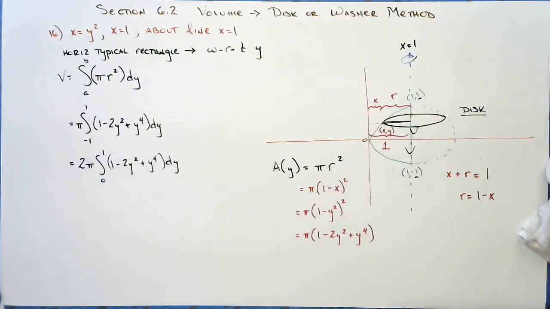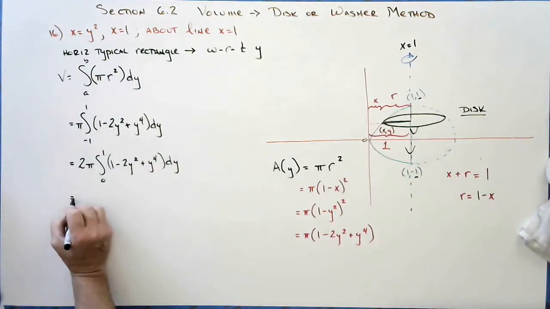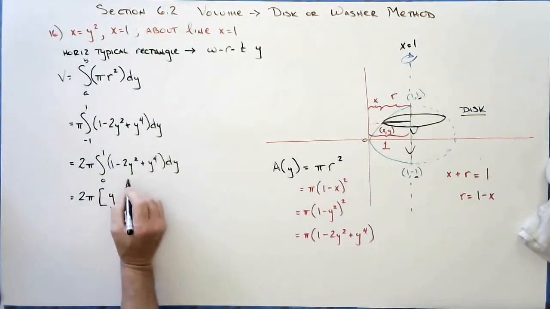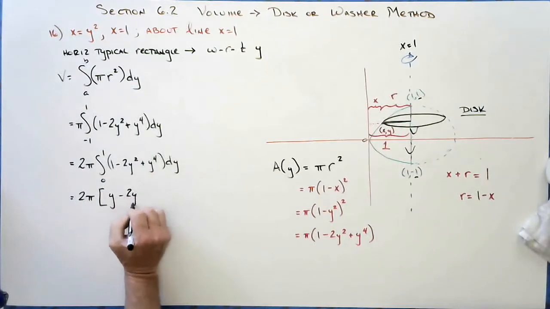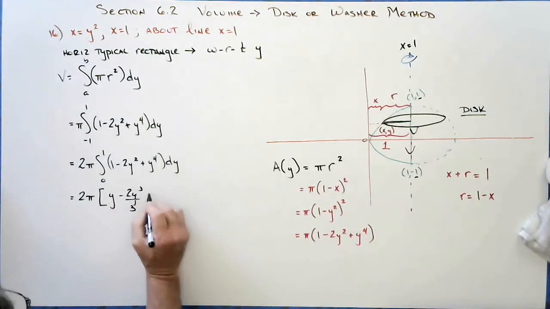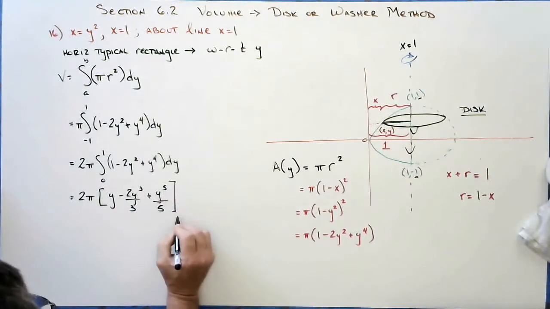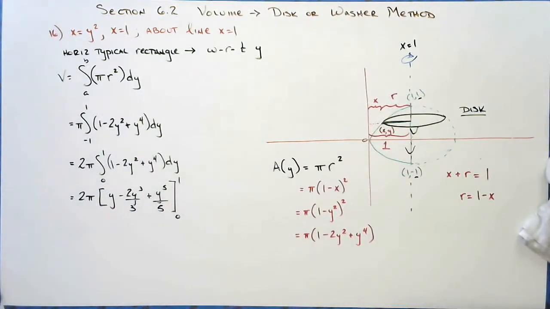Greatly simplifying my work, because instead of having to integrate from -1 to 1, plugging in a 1 for my fundamental theorem of calculus f of b, plugging in a -1 for my f of a, I can now plug in a 1 and a 0 and just multiply by 2. So when we integrate this, we get 2 pi times: the integral of 1 is going to be y, this is going to be minus 2y cubed over 3, and this is going to be plus y to the fifth over 5. And we're going to evaluate that between 0 and 1.